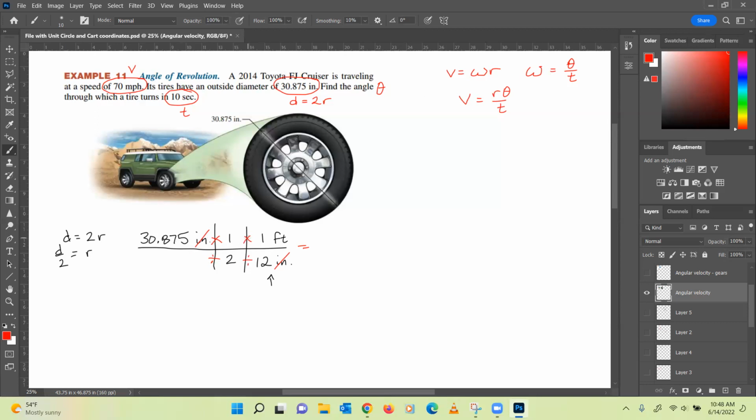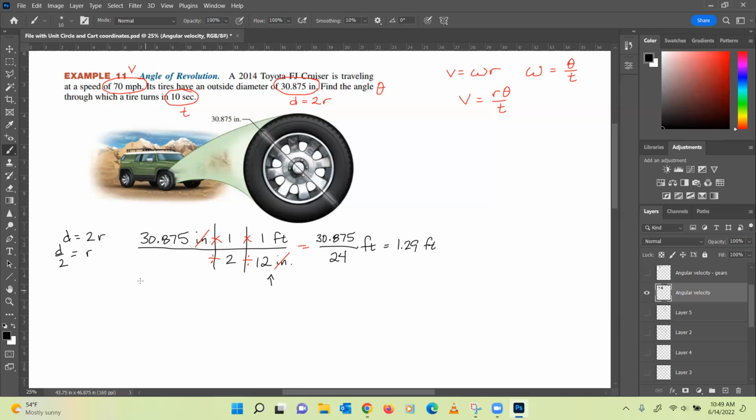So 30.875 times 1 times 1 is 30.875. Divide by 2, divide by 12 is the same thing as dividing by 24. And our final units are feet. So go to my calculator and I'll type in 30.875 divided by 24, and I get 1.29 feet.